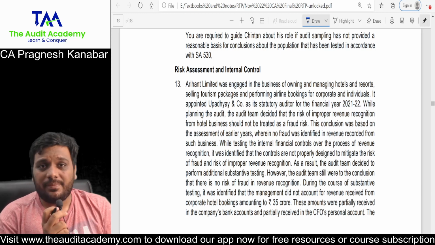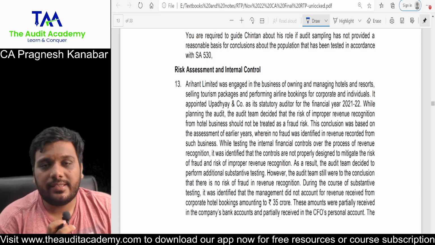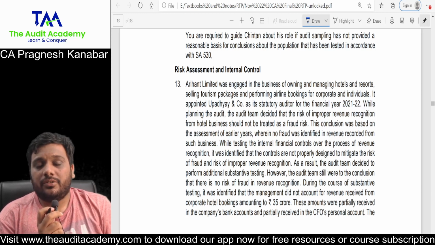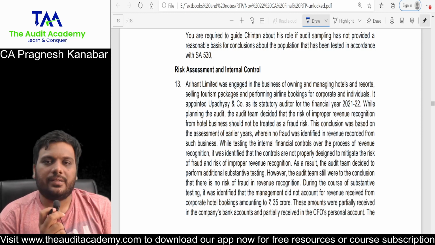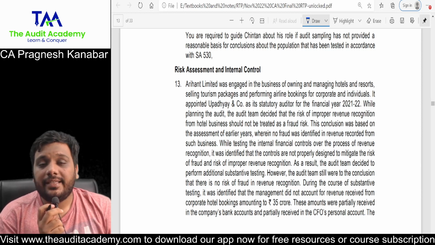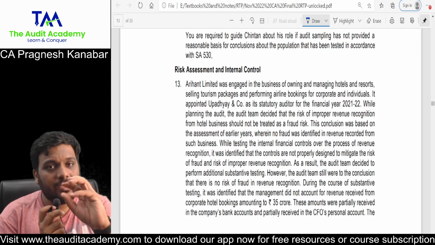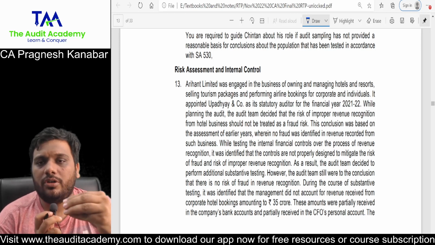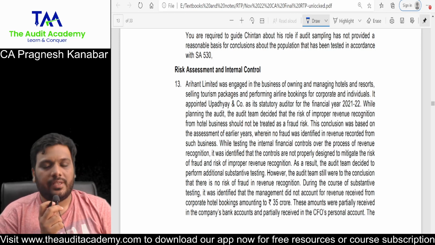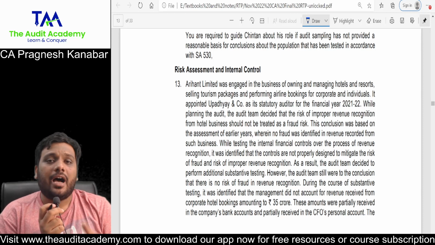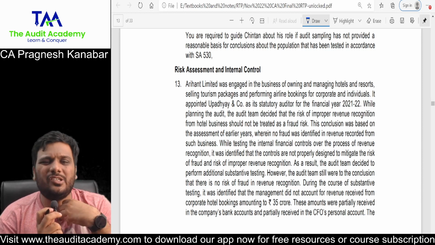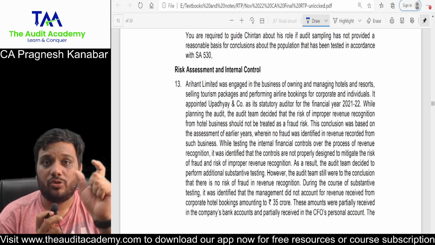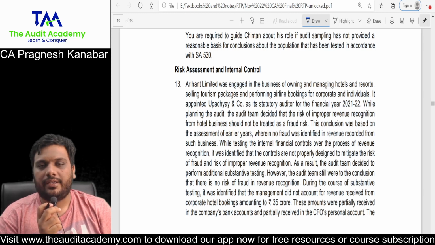So in auditing pronouncements, in SA 240, there is a very good concept, that when the auditor is performing the risk assessment procedure, at that point of time, in any audit, he should first presume, just assume, that there will be a risk of fraud due to revenue recognition. Yes, just presume it. However, during the course of the audit, if you think that there is no risk of fraud in revenue recognition, then you're supposed to document that particular thing.